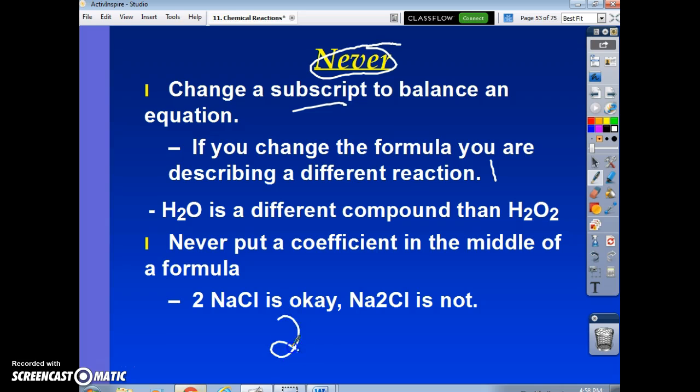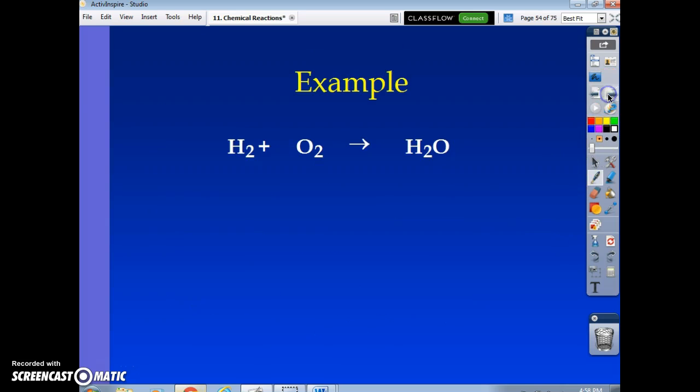You already know this from counting atoms. 2 NaCl would be like having some parentheses and distributing this guy in, just like in math. Okay. Alright, let's do a little practice.